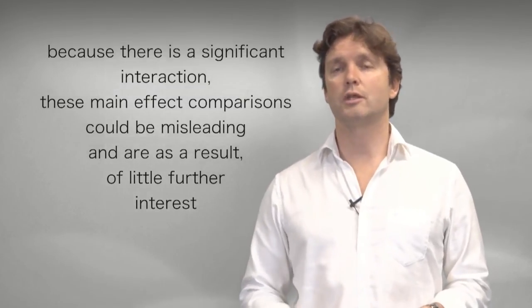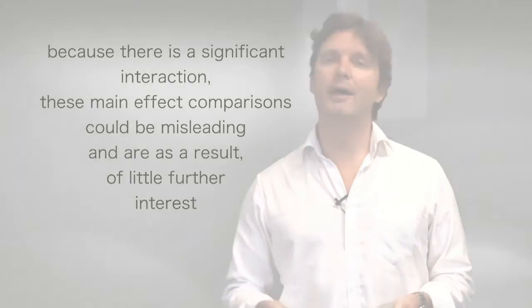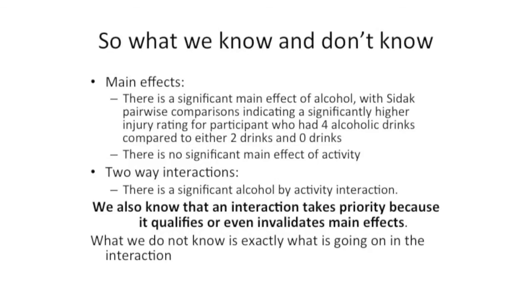And as a result, they're of little further interest. So just to sum up, there's a significant main effect of alcohol, with the Sidak pairwise comparisons indicating a significantly higher injury rating for those who had 4 alcoholic drinks compared to either 2 drinks or 0 drinks. There's no significant main effect for activity. There is a significant alcohol by activity interaction. We also know that an interaction takes priority because it qualifies or even invalidates the main effects. So what we don't know is what's going on in the interaction.